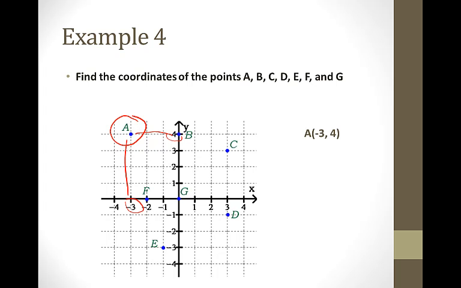Pause the video here, see if you can do these next few on your own. All right, welcome back. So here we go. Point B, 0, 4. Point C, 3, 3. Point D, 3, -1. Now, it does go to mention that order is important here. So if we say -1, 3, that's a different point. So make sure that you see that. Point E would be -1, -3, and point F, -2, 0. And finally, point G is just 0, 0.